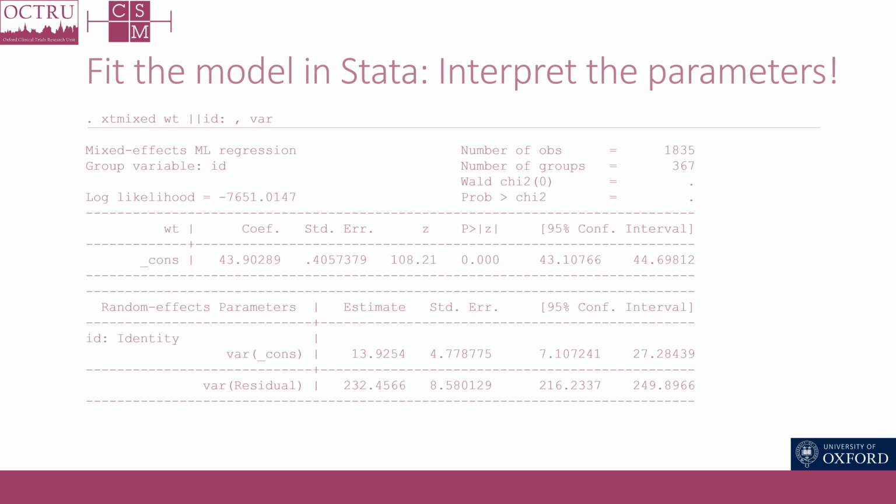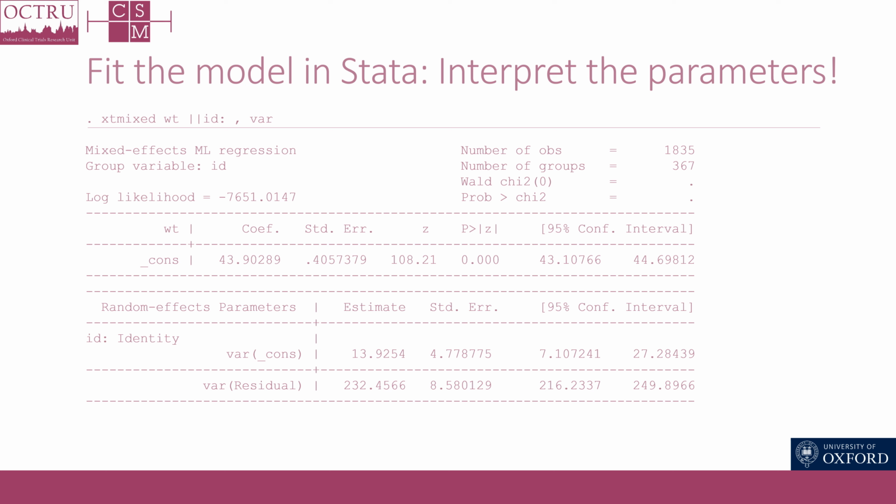Let's see how the Stata output looks. Here is the Stata command for fitting a random intercept model using xtmixed with the data we described. For the fixed part of the model, specified on the left-hand side of the double pipe, we have the outcome variable WT representing the weight of these boys and no other predictors. In Stata, the intercept is implied, though this may not be true in other statistical packages.